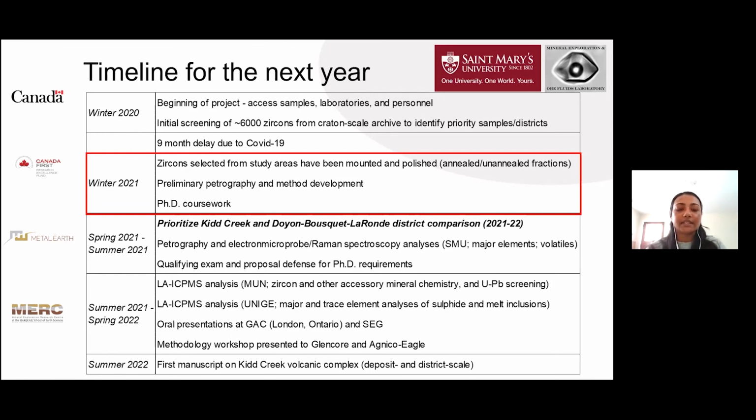I'll be doing some presentations at GAC and SEG and some methodology workshops for Glencore and Agnico Eagle. And then by spring 2022, we hope to draft our first manuscript for the Kidd Creek deposit.